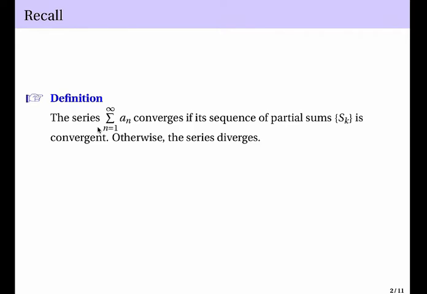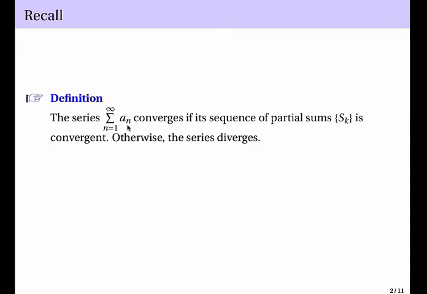First, the definition of the convergence or divergence of a series. So the series sum from n equals 1 to plus infinity of a sub n converges if its sequence of partial sums s sub k is convergent. Otherwise, if this sequence of partial sums is divergent, then this series is also divergent.